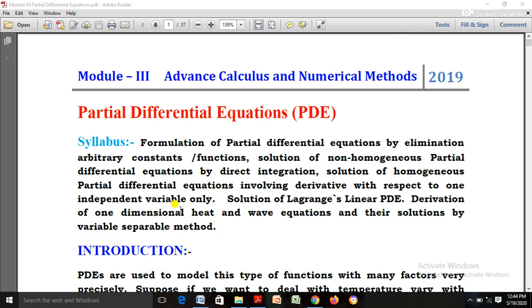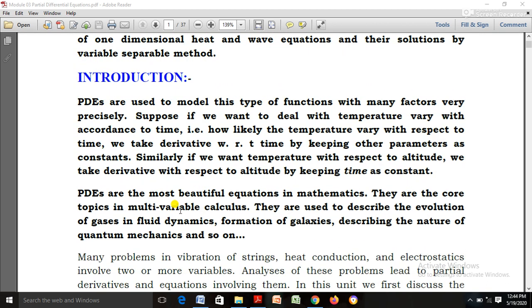So let us start. Introduction. Partial differential equations are used to model functions with many factors very precisely. Suppose we want to deal with how the temperature varies with time. We take the derivative with respect to time by keeping the other parameters constant. Similarly, if we want the temperature with respect to altitude, we take the derivative with respect to altitude by keeping time constant.